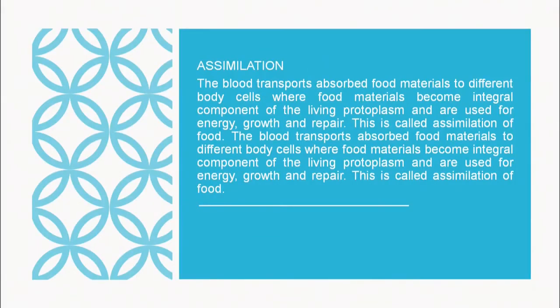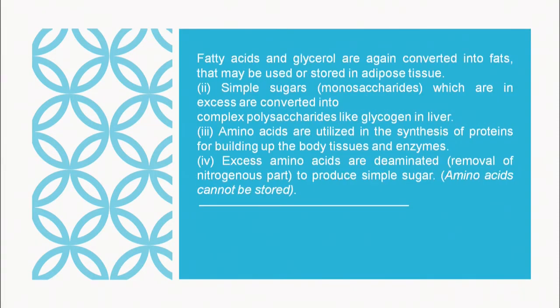Now, the next is the assimilation. In assimilation, the blood transports the absorbed food material to different body cells, where the food material becomes an integral component of the living protoplasm and is used for energy, growth and repair. This is called the assimilation of food.